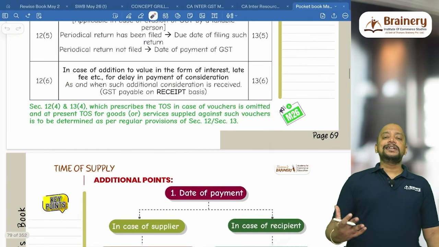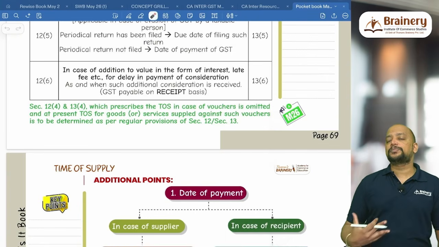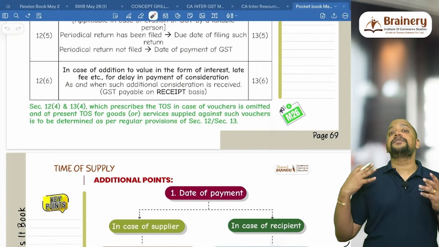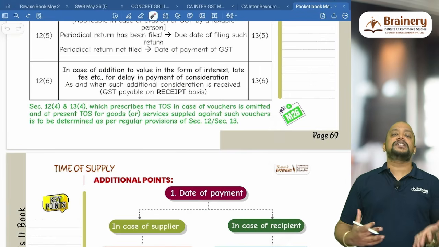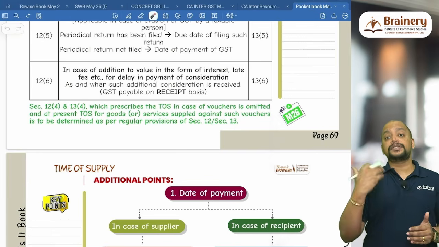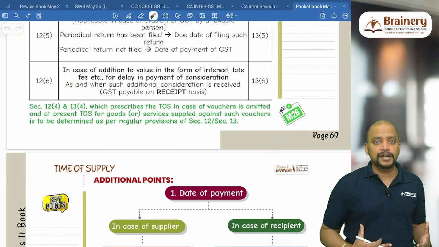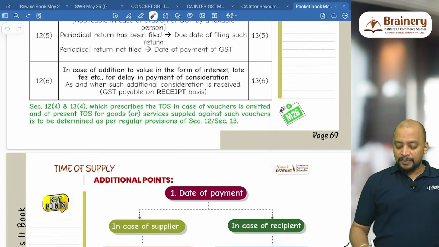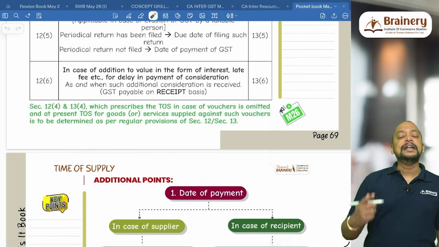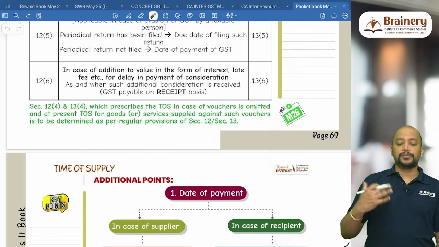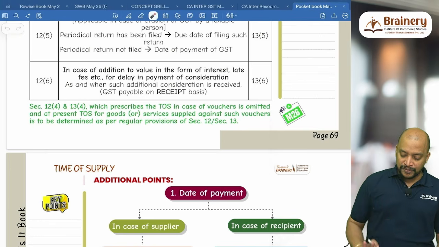Suppose there is interest, late fee or penalty for delay in receipt of consideration, it will always be taxable on receipt basis. Generally in GST, everything is taxable on accrual basis, but in this case it is taxable only on receipt basis. So whenever the money is actually received, only at that time will GST be payable. But this is not interest on account of loans, advances, deposits, because that is exempted. This is on account of interest for delay in receipt of consideration. So that is the treatment with respect to this, and this is common between goods and services.